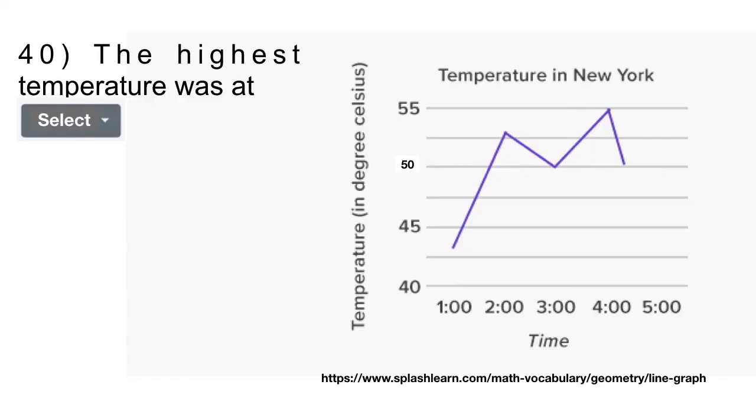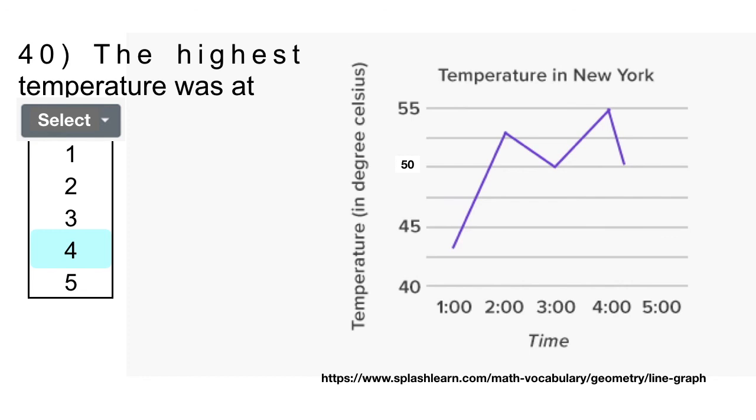Okay, so question 40 is a drop-down menu question with a line graph. Okay, so once again, sometimes you have questions in the GED where you have these drop-down menus and you have to select your answer. And it's asking you when the highest temperature was in New York.